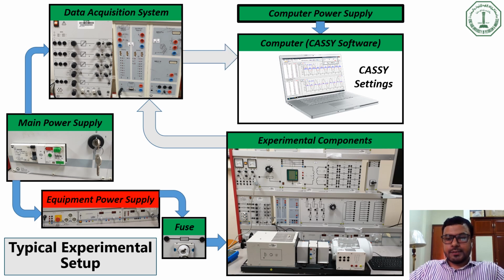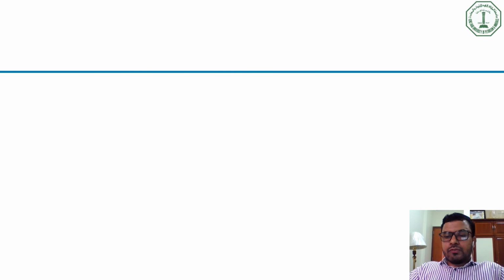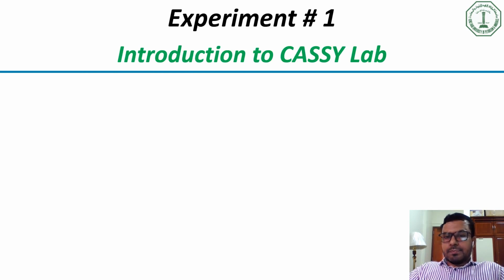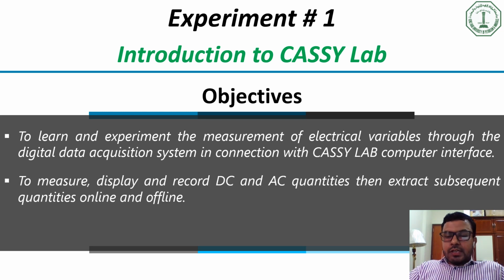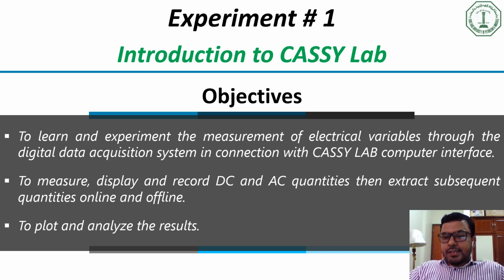The name of our first experiment is Introduction to CASSY Lab. In this experiment, we have 3 objectives. Our first objective is to learn and experiment with the measurements of electrical variables through the digital data acquisition system in connection with the CASSY Lab computer interface. Our second objective is to measure, display and record DC/AC quantities, then extract subsequent quantities online and offline. Our last objective is to plot and analyze the results.